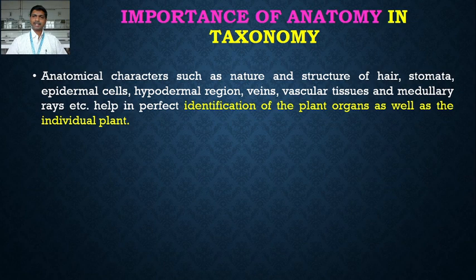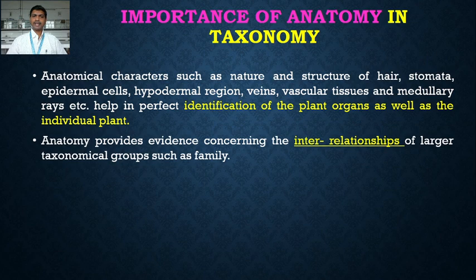So by studying the shape of the guard cell we can divide the plants into dicot and monocot simply by studying the stomata. Similarly, the epidermal cells, hypodermal region, veins, vascular tissue and medullary rays help in perfect identification of the plant organs as well as the individual plant. So anatomical characters are useful for identification of the plant organs as well as the individual plant species.